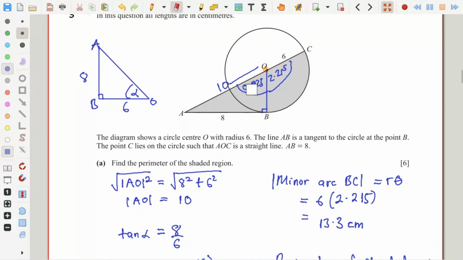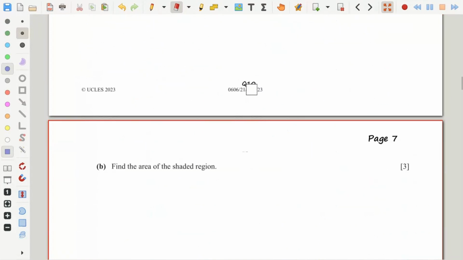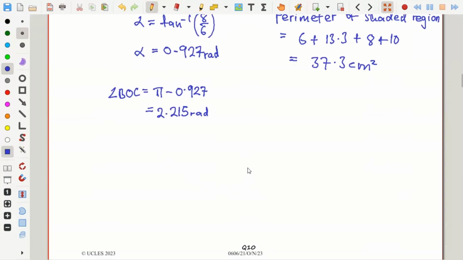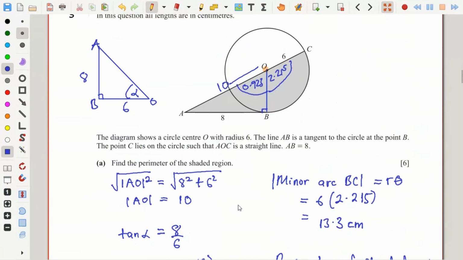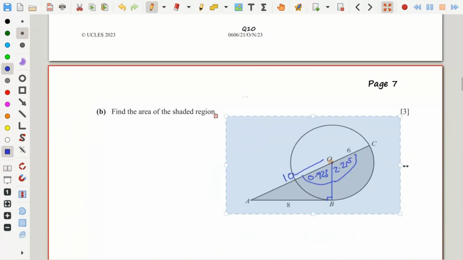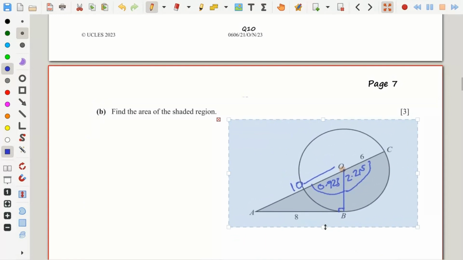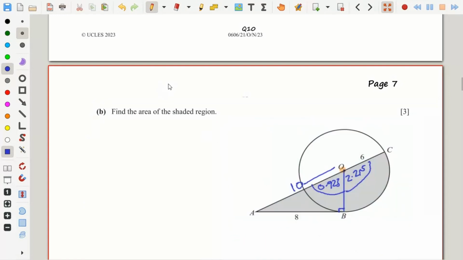Let's look at the new challenge. Is there a B? Okay, there's B. Now the B says to find the area of the shaded region. Area of shaded region. Let me cut this diagram here so that I can easily refer to it. Okay. Find the area of the shaded region.